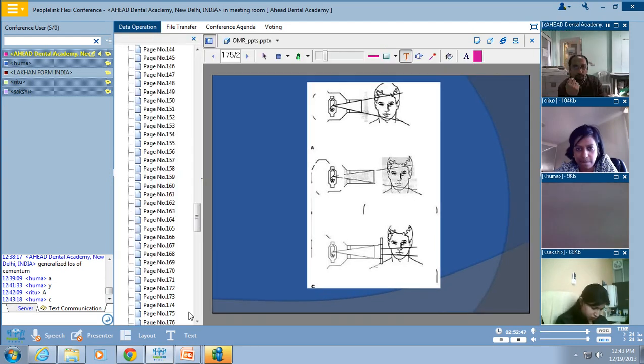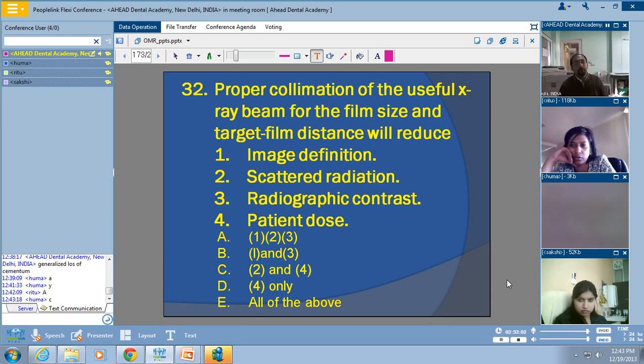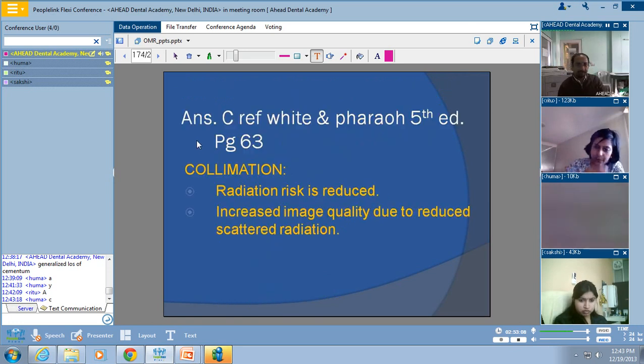The collimator is actually ensuring the prevention of scattered radiation, isn't it? And when we reduce the scattered radiation, what do we actually help in? We also reduce patient dose. So ultimately, we are left with choice C. Is it clear?